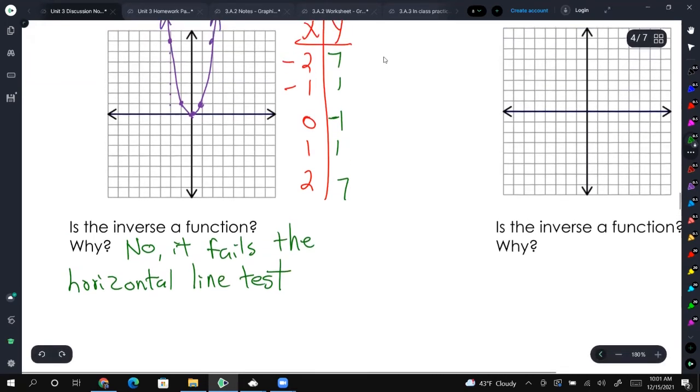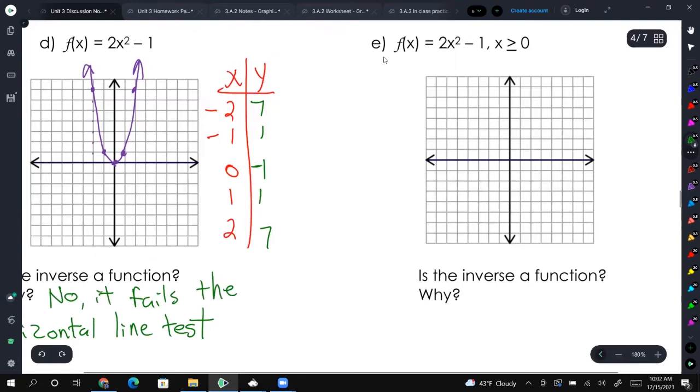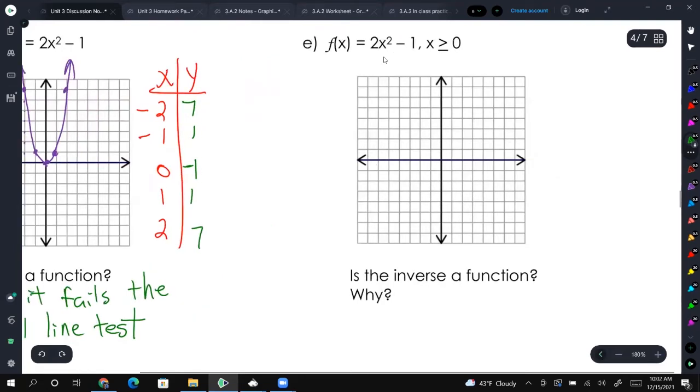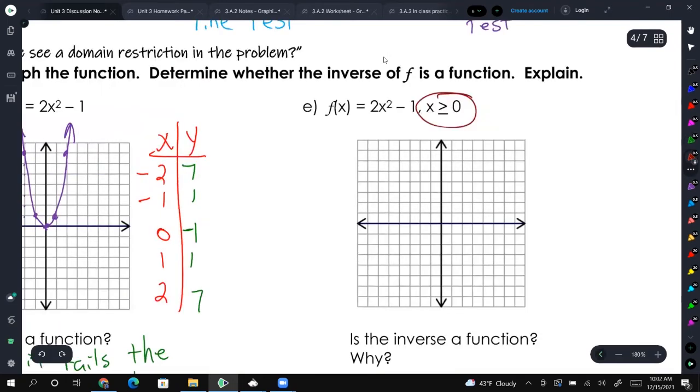So if you look at letter E, what this means right here, x is greater than or equal to 0, that restricts our domain. When we originally talked about quadratic functions, we said the domain will always be -infinity, infinity, or all real numbers. When you see something like this, that tells you that you're changing the domain. We only care about the x values that are greater than or equal to 0.